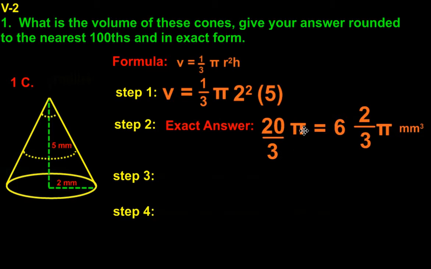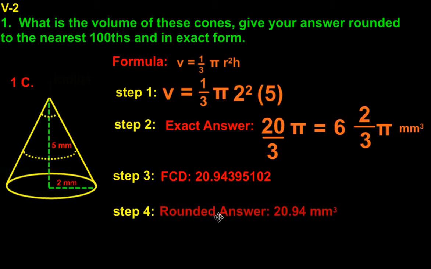We can bring the pi over, and then we can say, well, 20 over 3 as an improper fraction would be changed to 6 2/3 pi millimeters cubed. In order to get the rounded answer, we have to plug this whole thing into the calculator. So we're going to do 1/3 pi times 2 to the second power times 5. And that's going to get us a full calculator display of 20.94395102. From there, we can then find the rounded answer. Remember, we're rounding to the nearest hundredths in this particular problem, and that's going to get us 20.94 millimeters cubed.